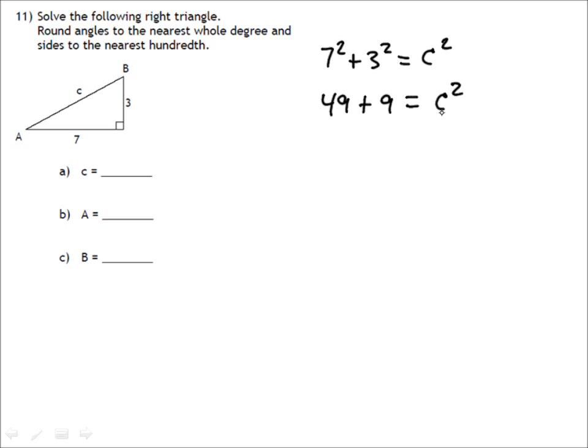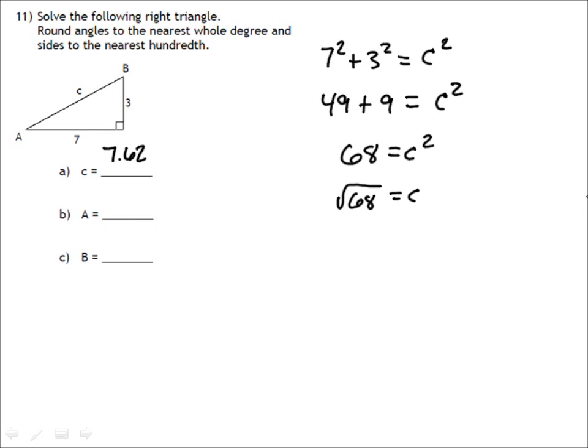If I add the 49 and 9, I get 68 is what C squared is. Then I'm going to apply the square roots to each side. We're going to keep the principal, the positive root, because we're talking about the length of a hypotenuse. So we won't look at plus or minus root 68, we'll just look at the positive. The square root of 68 rounded to the nearest hundredth is 7.62. 7.62 units is what you should have written.